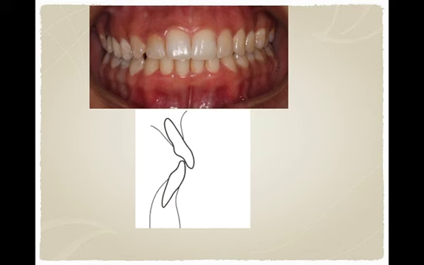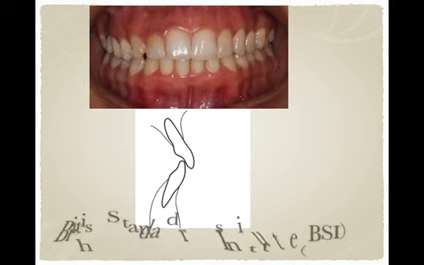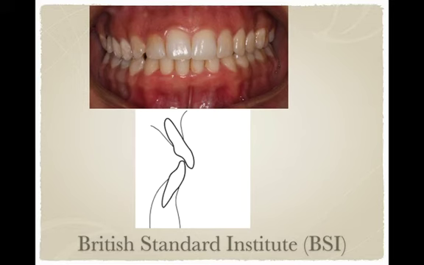Basically, you have a patient where the edge of the lower incisors occludes below the cingulum plateau of the upper incisors. And the cingulum plateau, as we discussed previously in fourth year, is just above the cingulum, about the middle third of the upper incisors. And this is the classification issued by the British Standards Institute.